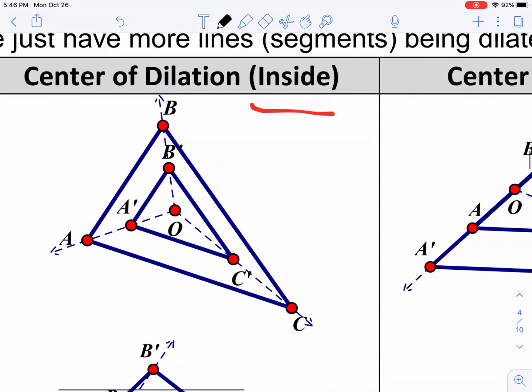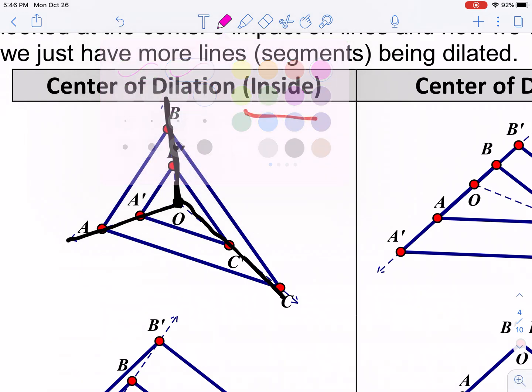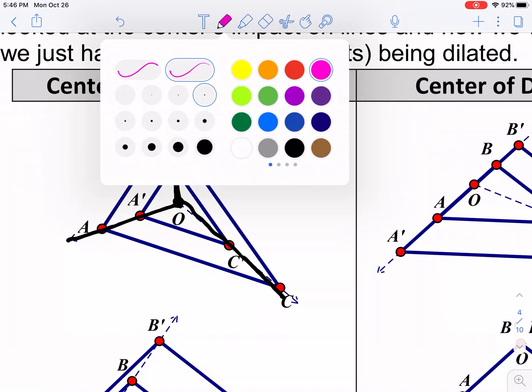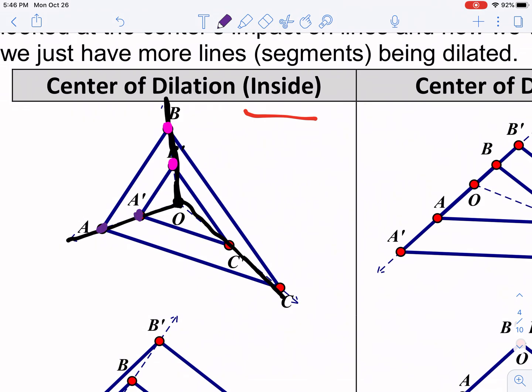In this case, let's look at this example here, and extend it out so that it connects with our pre-image. In this case, I'm going from O to B, O to A, and O to C, and that's going to help us determine where our image is going to be. Okay, so notice it connects B and B prime, it connects A and A prime, and it also connects C and C prime. Okay, that should always work. We should always be able to connect our center of dilation with our pre-image and our image. Okay, those points should always be, in a sense, collinear.